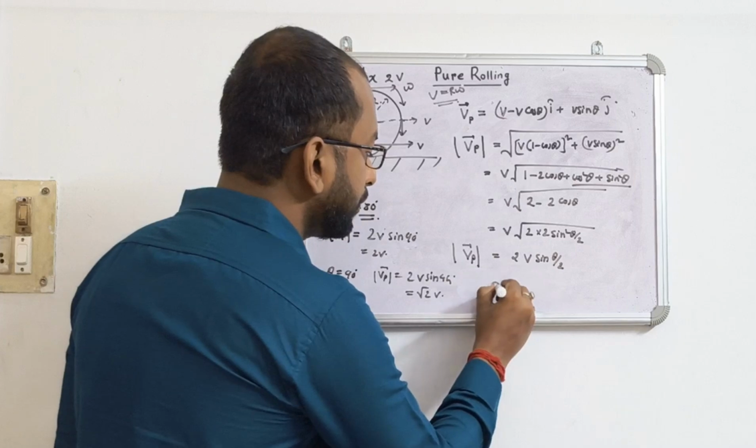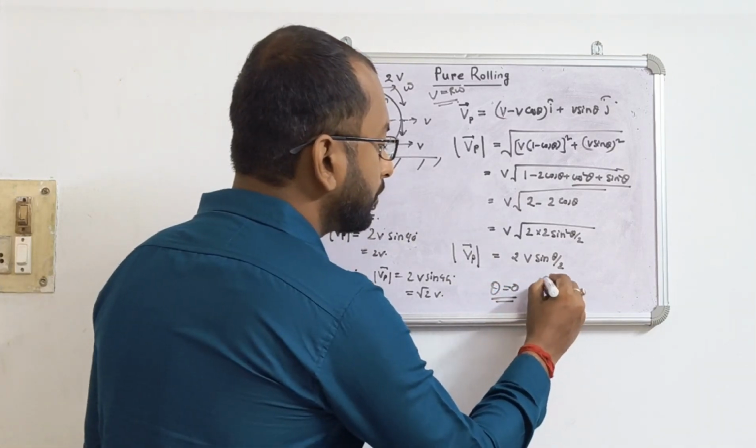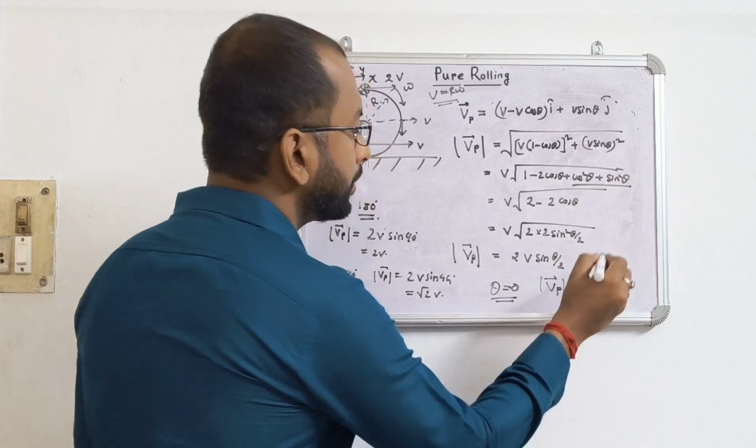If you put theta equal to 0, that means you are talking basically about the point of contact. So you are getting the magnitude of the velocity to be 0 only.